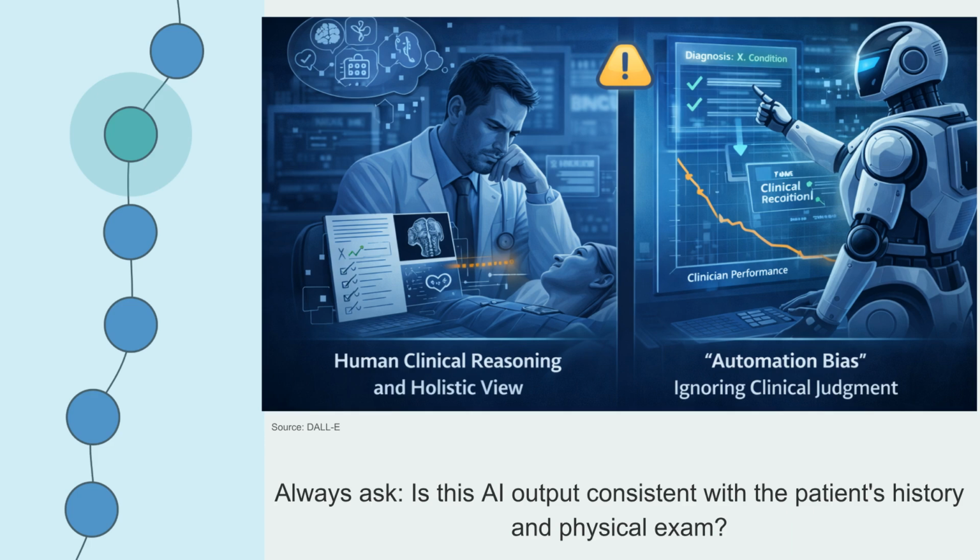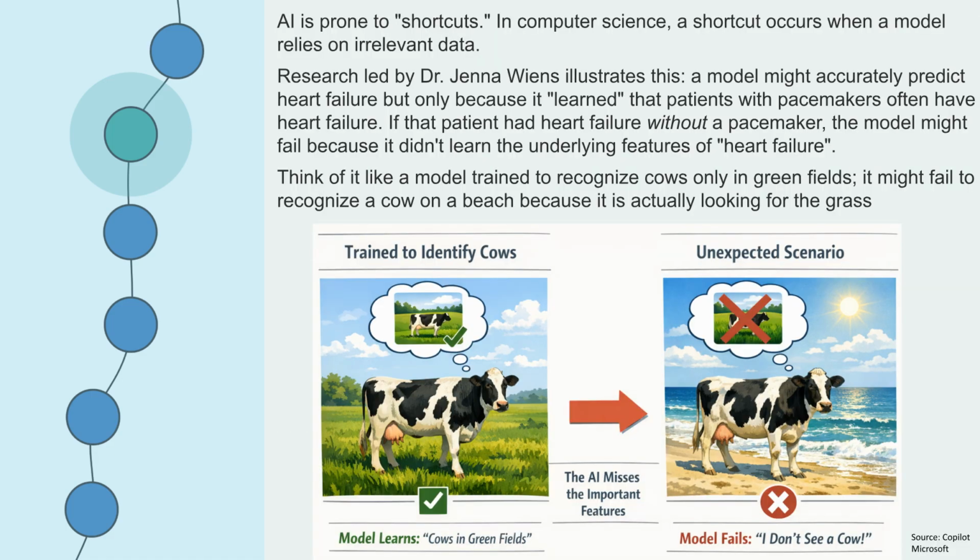Some of the most dangerous errors are not obvious failures, but hidden ones. Bias is often invisible during normal use. It only becomes apparent when the model fails. Now let's move to hidden pitfalls.